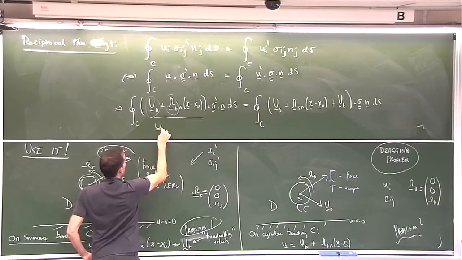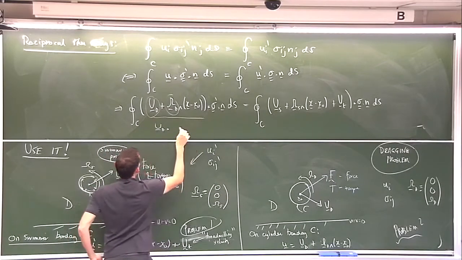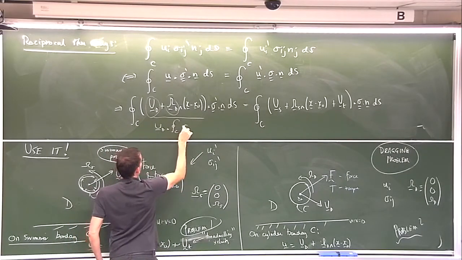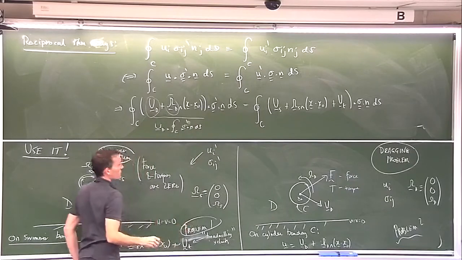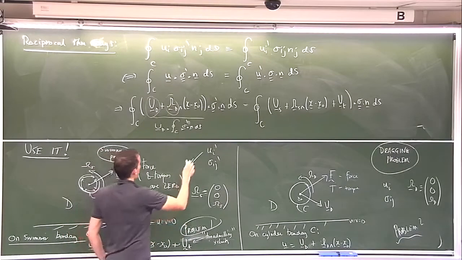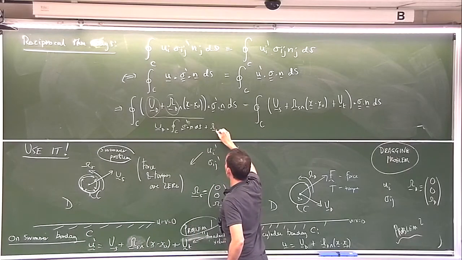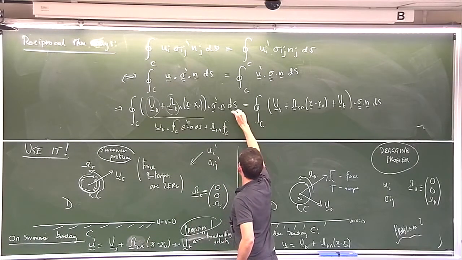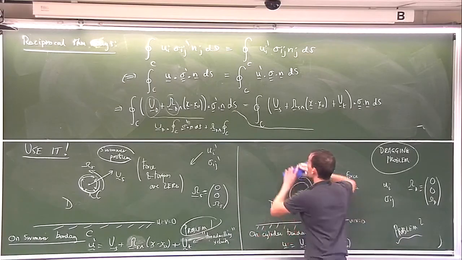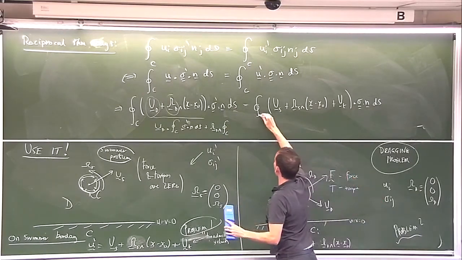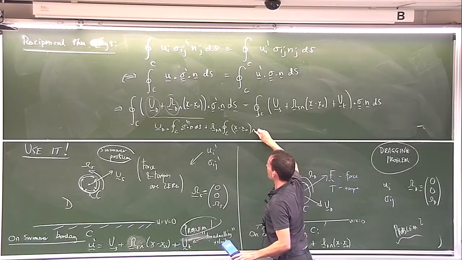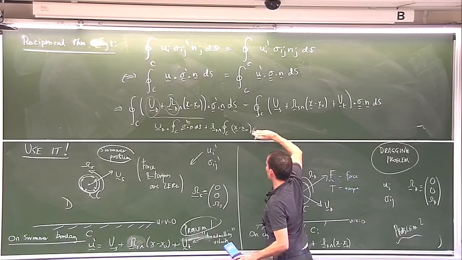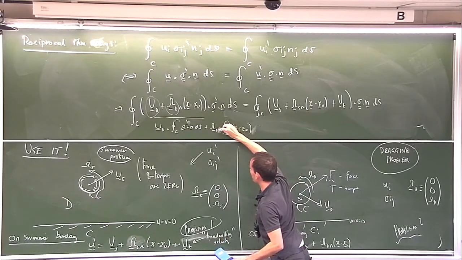This is u_d dotted with the integral around c of sigma, plus omega_d cross the integral around c of x minus x naught. Oh, okay, no, we've done that already. Okay, this is a little exercise for you.